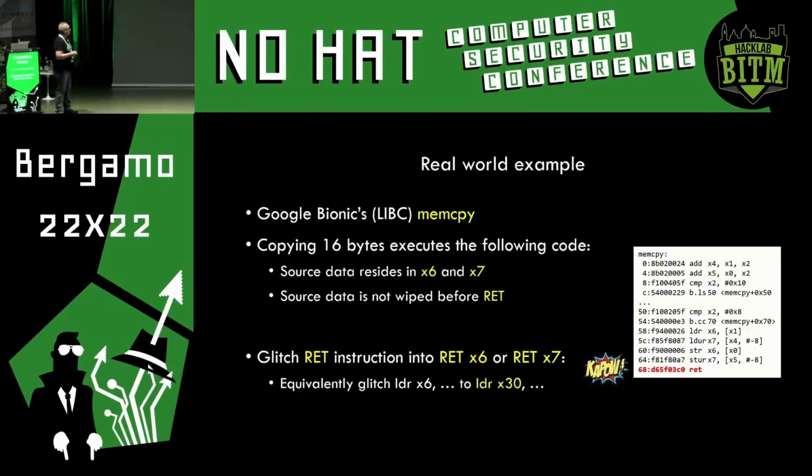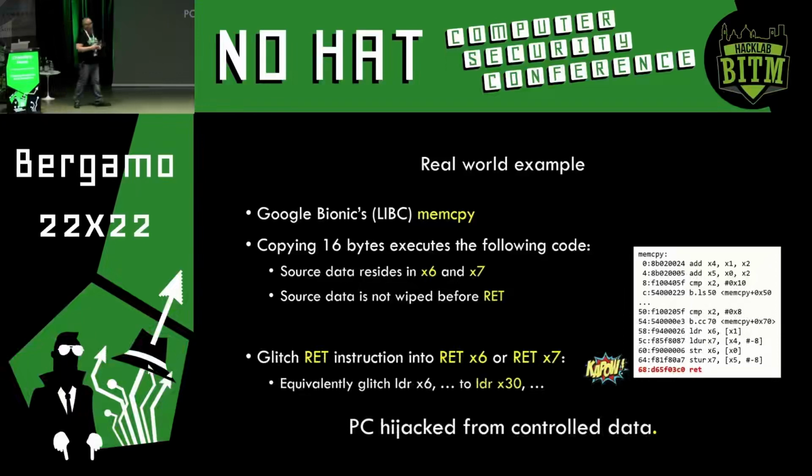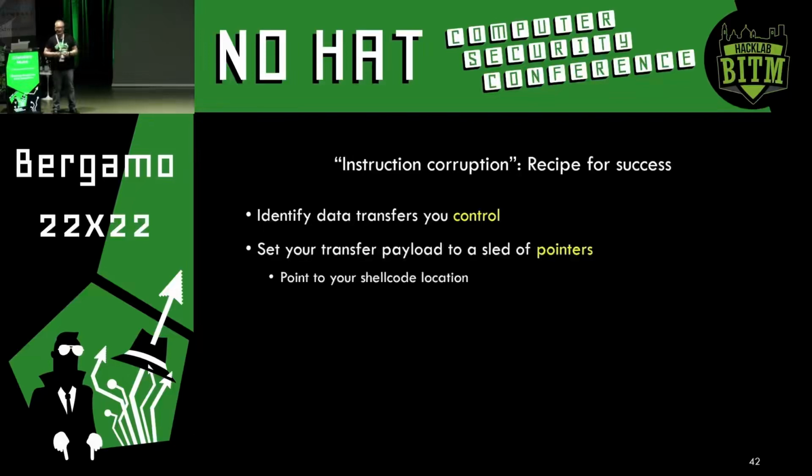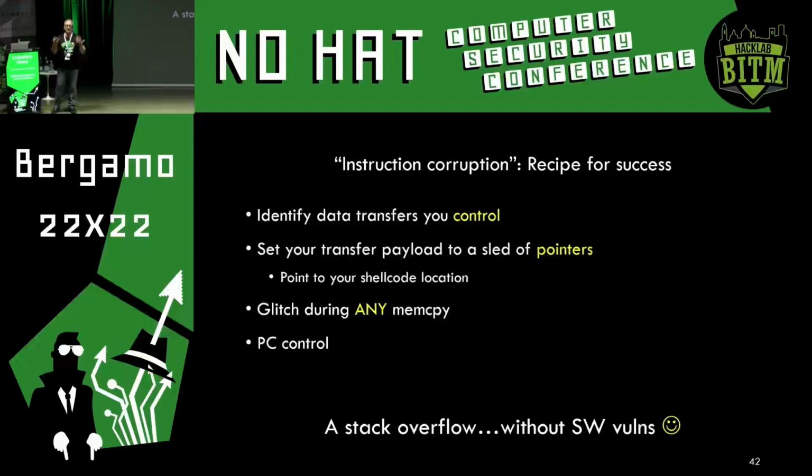So this gives you the ability to control the program counter on any architecture, because this is what happens on basically any architecture in general. So how do you do this? First, you identify data transfers that you control. I mean, USB interfacing, serial, whatever. memcpy in the kernel, okay? Put your shellcode somewhere reachable. In the data that you transfer, put pointers and start glitching. Glitching during any memcpy, you get PC control, and then it's like having a stack overflow, but without any software vulnerability. You get control of PC, but you have not done any buffer overflow.